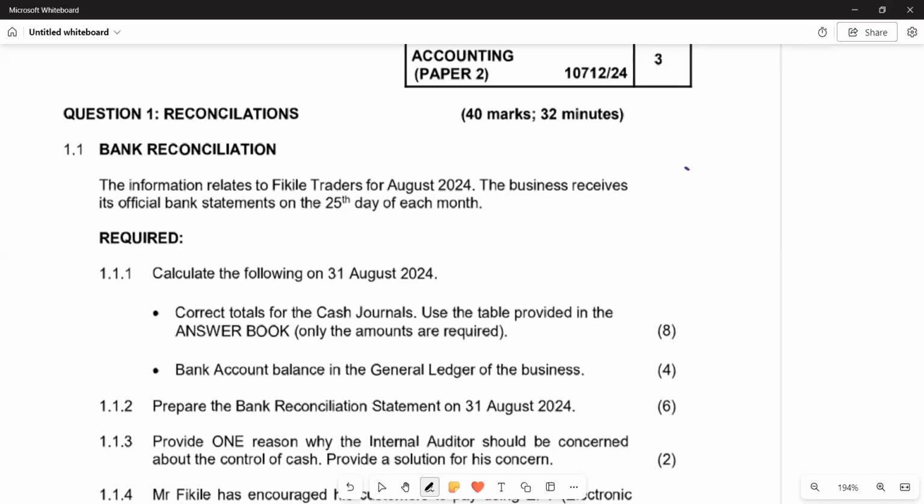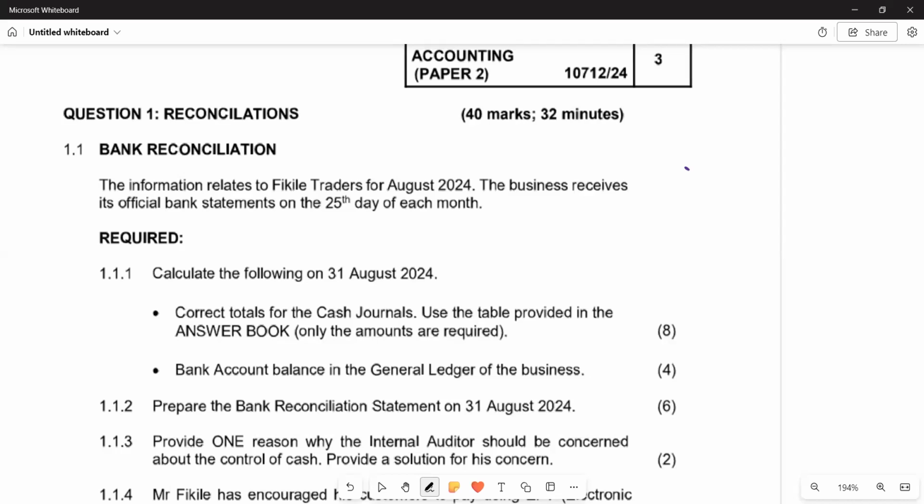In this video, we want to look at the preparation of reconciliations, and we are going to look at bank reconciliation in particular. This is the question paper for September 2024, and it's question 1.1 on that question paper. The question reads, the information relates to Fikile Traders for August 2024. The business receives its official bank statements on the 25th day of each month.